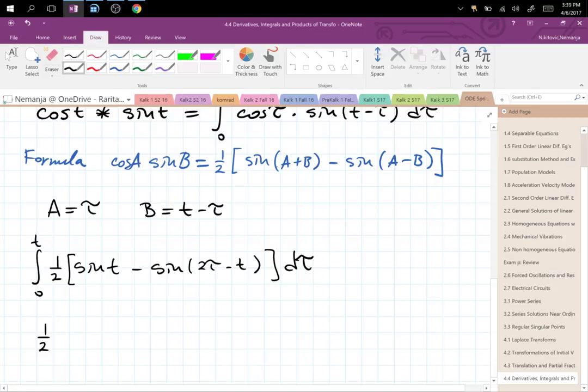We integrate. The integral of sine t is negative cosine t. No, sorry, I lied. This is integrated in terms of tau, and this function is in terms of t, so it's just a constant. So I have tau times sine t minus, the integral of sine is negative cosine, so plus cosine of 2 tau minus t divided by 2. And all of this is computed from 0 to t.